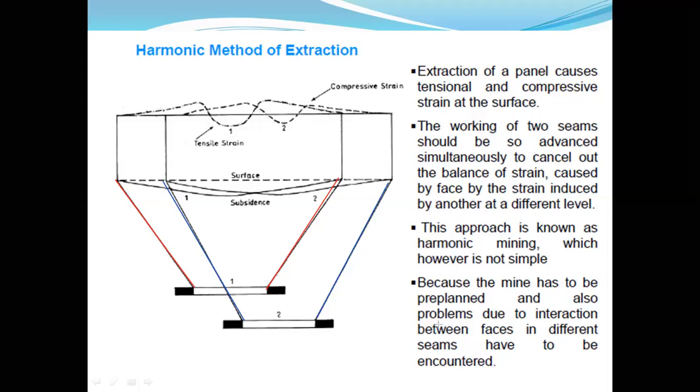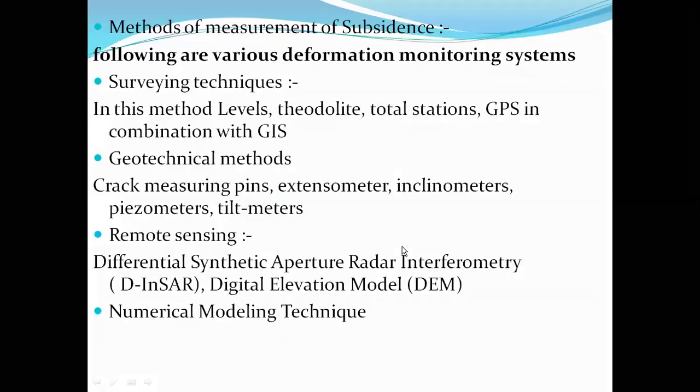See here, because the mine has to be pre-planned, and also the problem due to interaction between the phases in different seams has to be encountered. So it has to be carried out simultaneously. So it's not that easy when it comes to the implementation point of view. So this is about that. Let's move on. Next, that was about the different methods of controlling the subsidence on the surface.